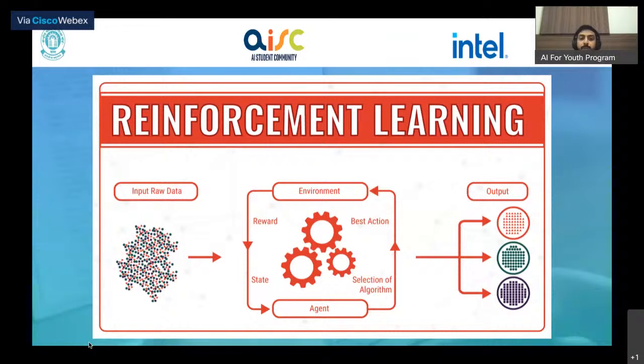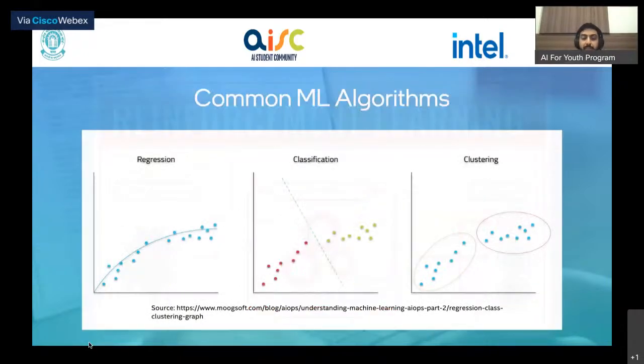How does reinforcement learning work? So this was about the 3 types of machine learning models. Now, if we take a look at common machine learning algorithms, we have generally 3 types: classification, regression, and clustering.